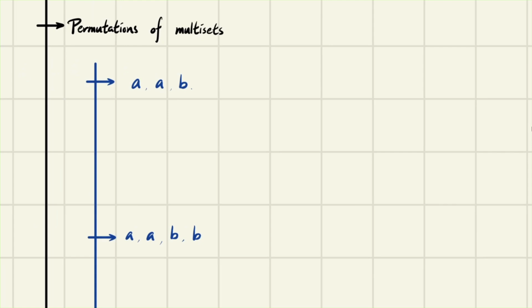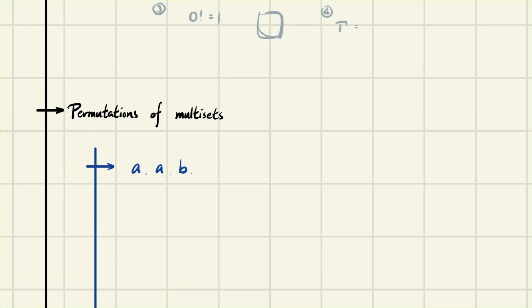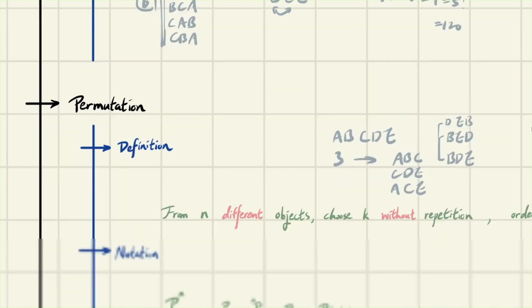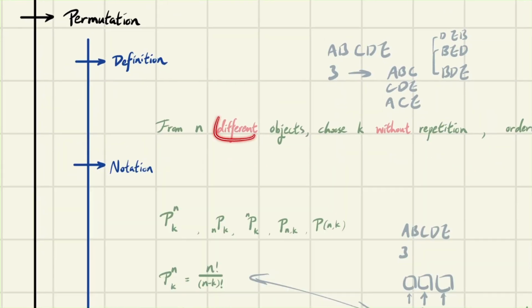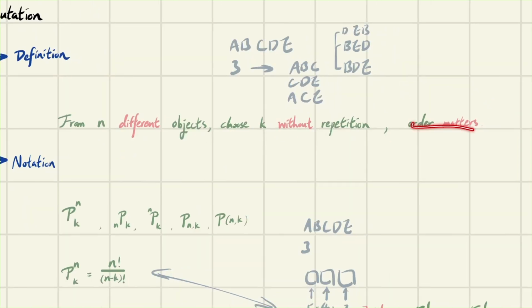Okay, welcome back. So we're gonna talk about permutations of multisets. What does it mean by multiset? Permutation of multiset is basically where there are the same things, and then what are the possible arrangements to it. Remember back in permutation, we say it's n different objects, right? We choose k without repetition, and order matters.